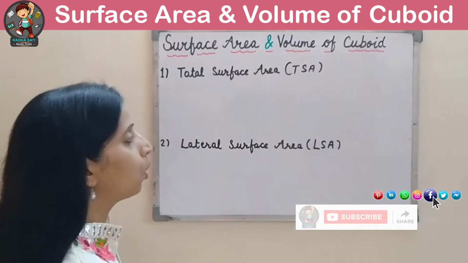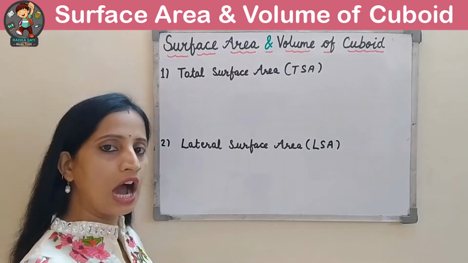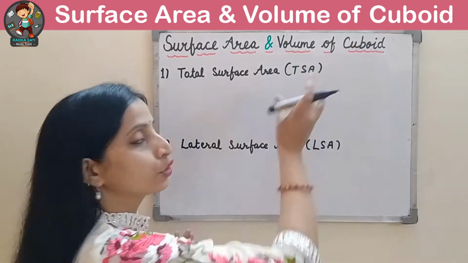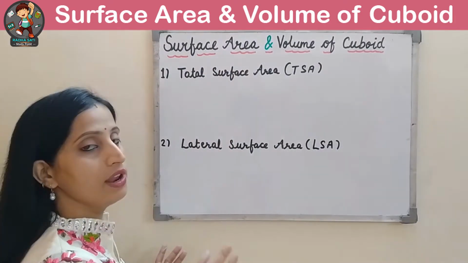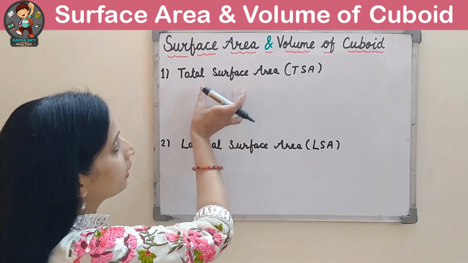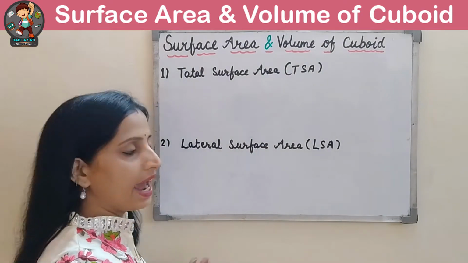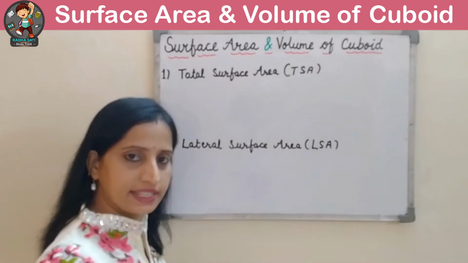Today's video is all about cuboid. In this video, we will learn how to find out the surface area and volume of cuboid. So, while talking about the surface area, we will learn how to find out its total surface area, that is TSA, and lateral surface area, that is LSA.